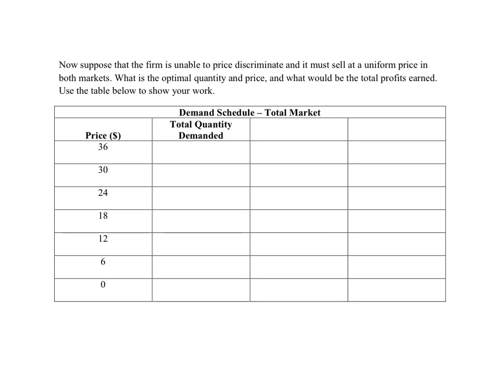Okay, in the last part of this problem, we are told to suppose the firm is unable to price discriminate. In other words, for some reason we can't charge different prices to different customers. We're going to be a single price seller. It must sell at a uniform price in both markets. What will be the optimal quantity and price, and what will be the total profits earned? Remember, previously when we price discriminated, profits were $13,200. Keep that in mind.